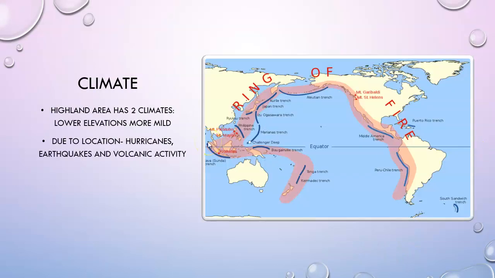There are 2 main climate areas. The lower elevations are much more mild. Just like you would expect in a mountainous region, as you go up, it tends to get colder and the climate more harsh. And due to the location of Central America, it is susceptible to hurricanes, earthquakes, and volcanic activity. It sits along the Ring of Fire, which circles around the Pacific Ocean.